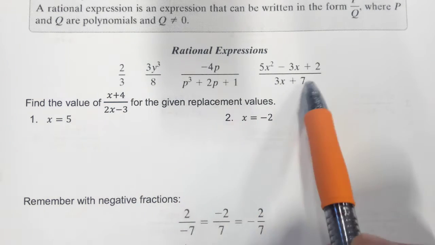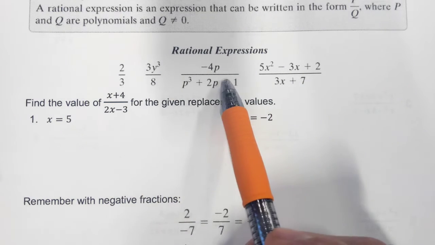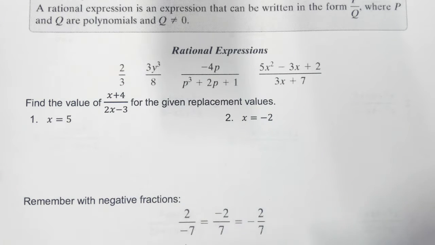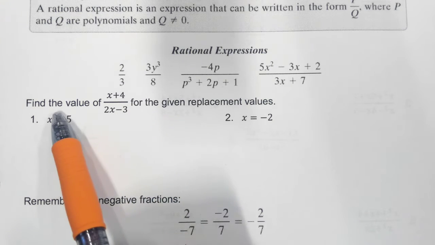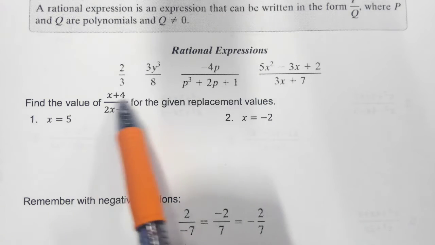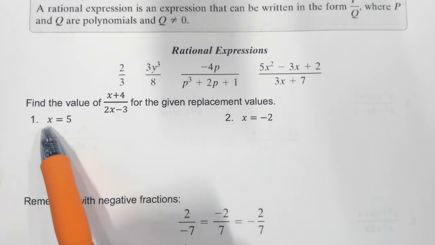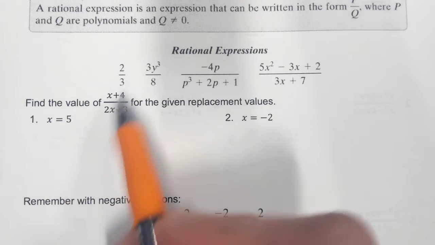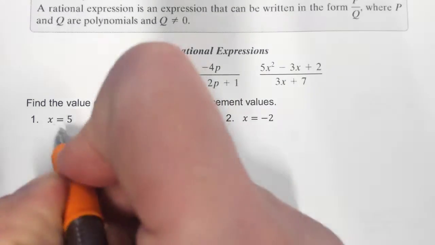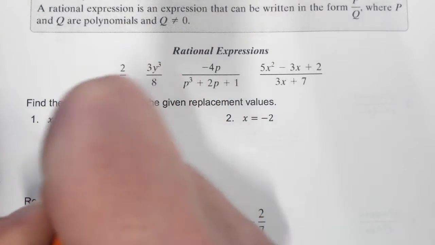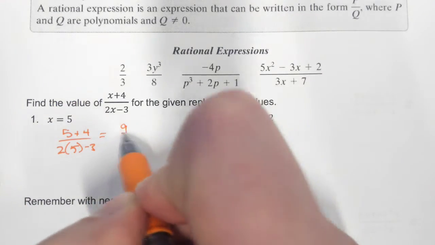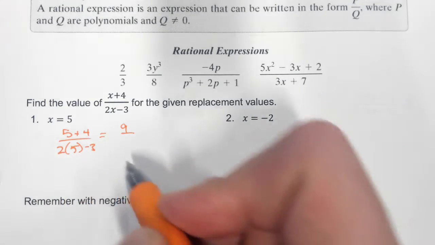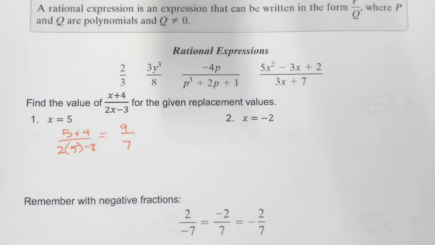remember that in a rational expression, the denominator can't end up being 0 because you can't divide by 0. Some of these problems are going to say find the value of this rational expression for the given values that are to replace it. So you're just plugging it in and simplifying. Our first one would say 5 plus 4 over 2 times 5 minus 3. Simplify that. On top you've got 9. On bottom 2 times 5 is 10. 10 minus 3 is 7. Does that fraction reduce? No. So 9/7 is your solution there.